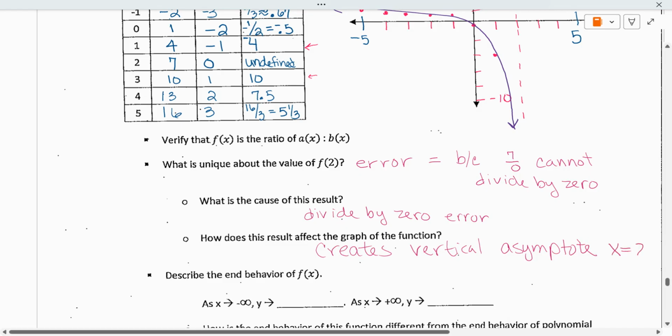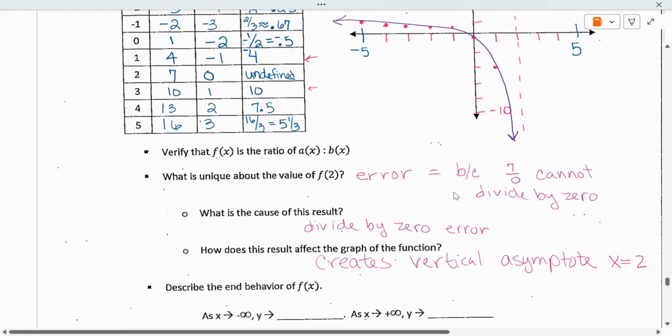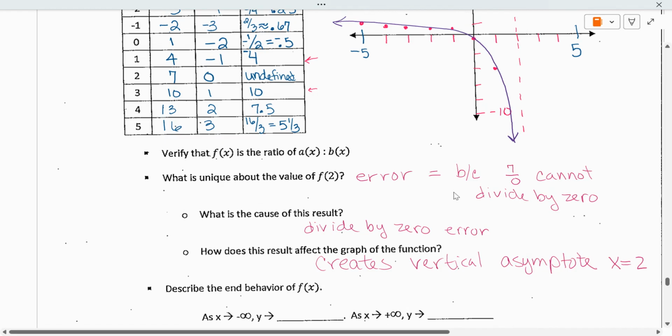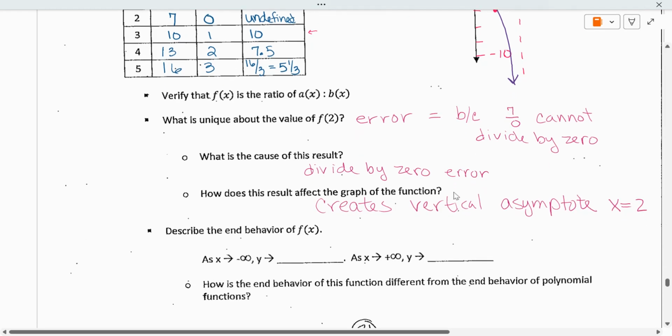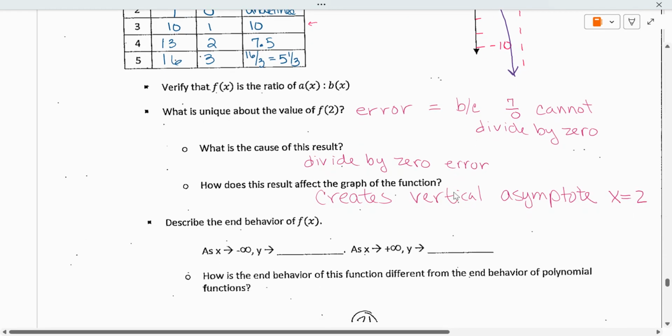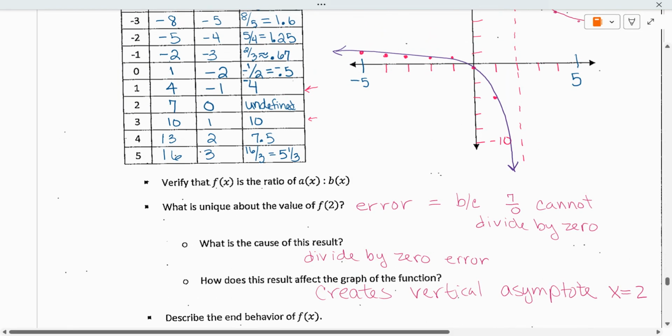At x equals 2. Okay. It means that the graph gets close to that, but it can never touch it, right? So let's talk about the end behavior. What's happening to the end behavior? Like as x gets really small, approaches negative infinity, what's happening to this?